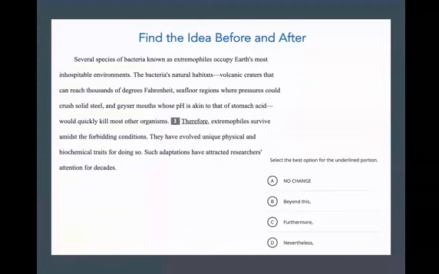All right, let's jump in and take a look at a few quick examples. I get to this question on the test: best option for the underlined portion, and I notice furthermore, nevertheless, therefore, these are all transitions. I'm definitely working on a transition question. That's step 1.